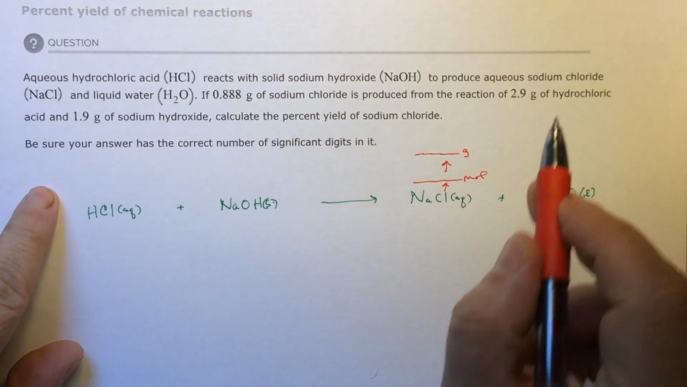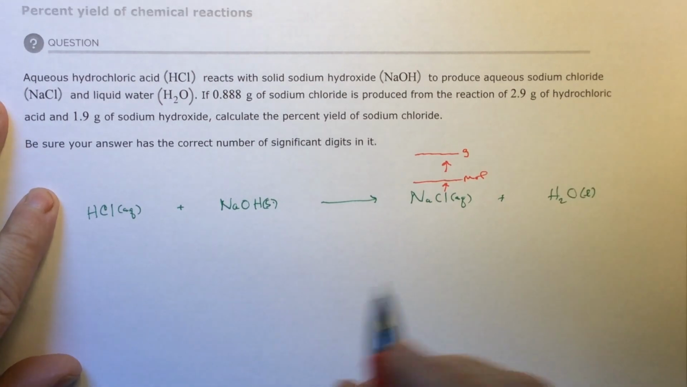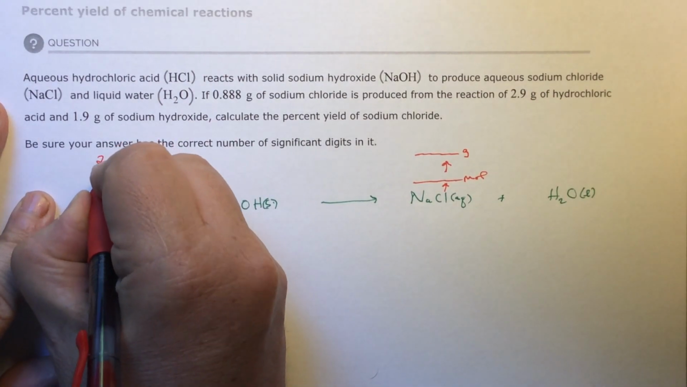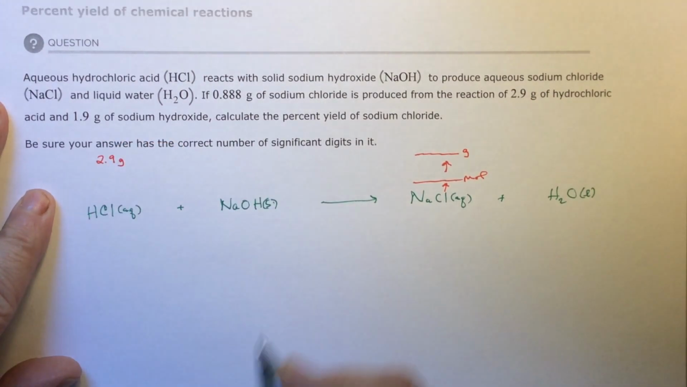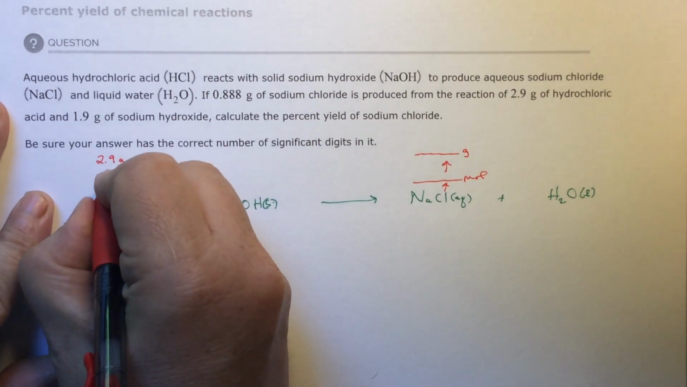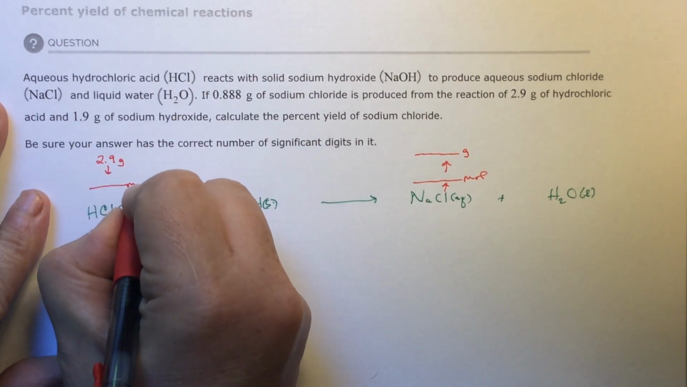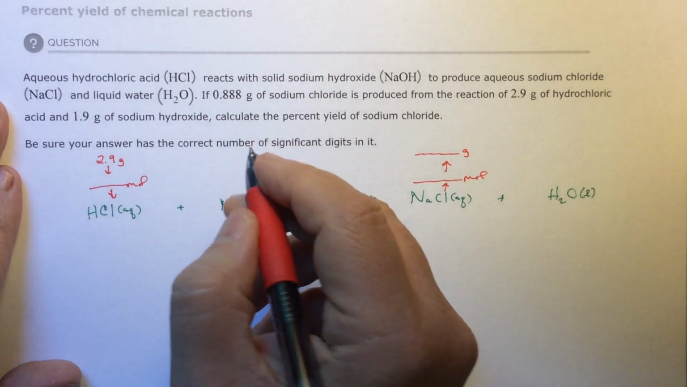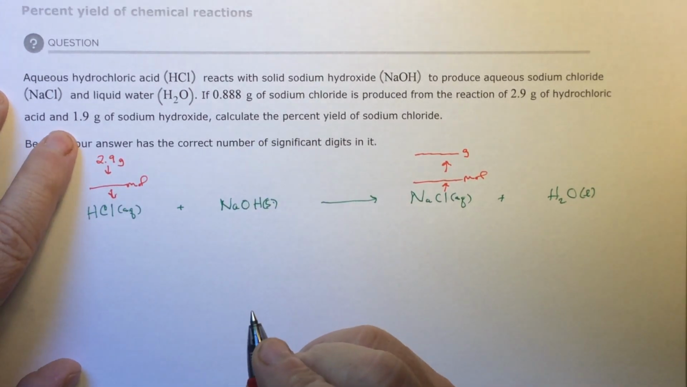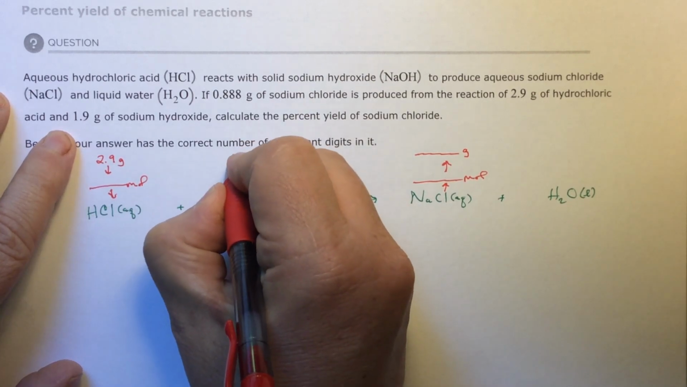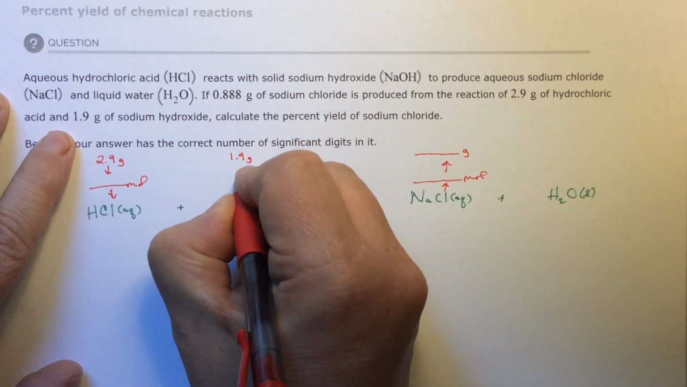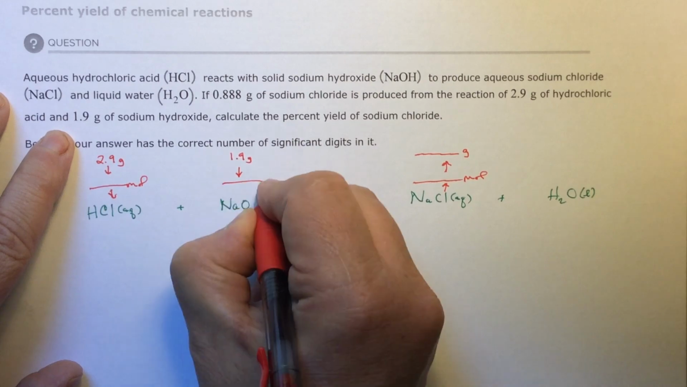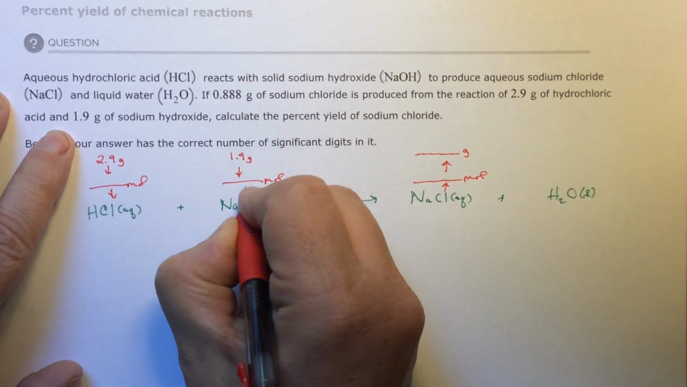All right, so the first one is hydrochloric acid. It's going to give us 2.9 grams of hydrochloric acid. We're going to go through moles, because we compare numbers to numbers, moles is a number. And then here we have 1.9 grams. We find moles of the sodium hydroxide.